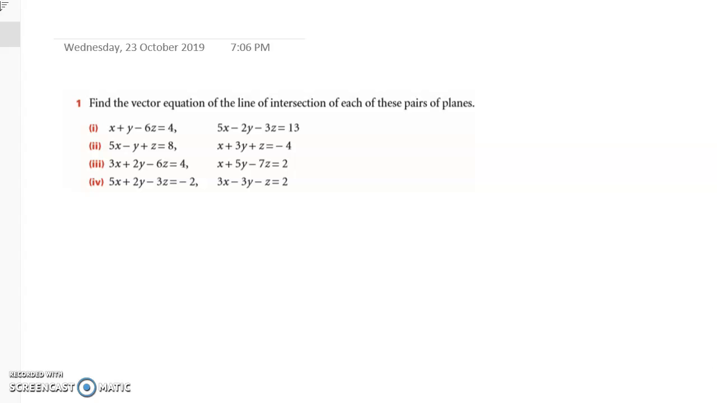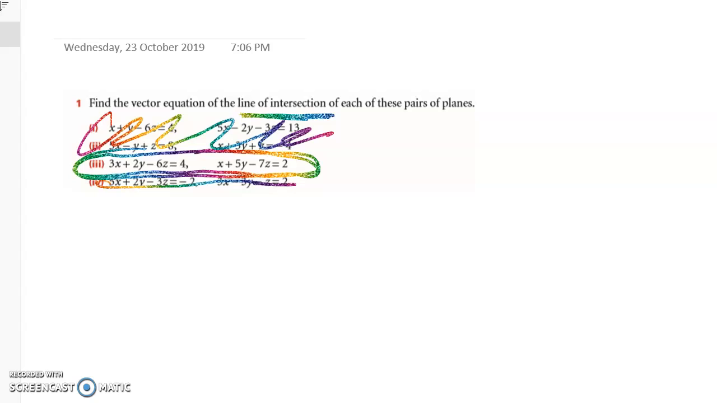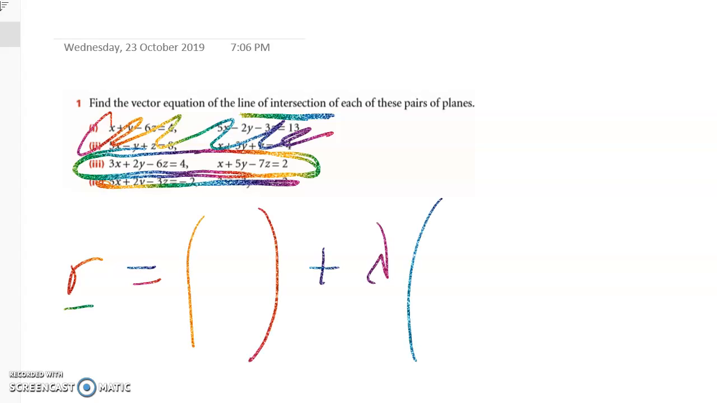We're going to find the vector equation of the line of intersection of just this pair of planes here. Alright, so we'll just delete all those ones. And the answer that we're going to end up with is this. So the vector equation of a line, as you know, always has two bits. It has a direction vector and it has an initial point. And in this case, the initial point is this.